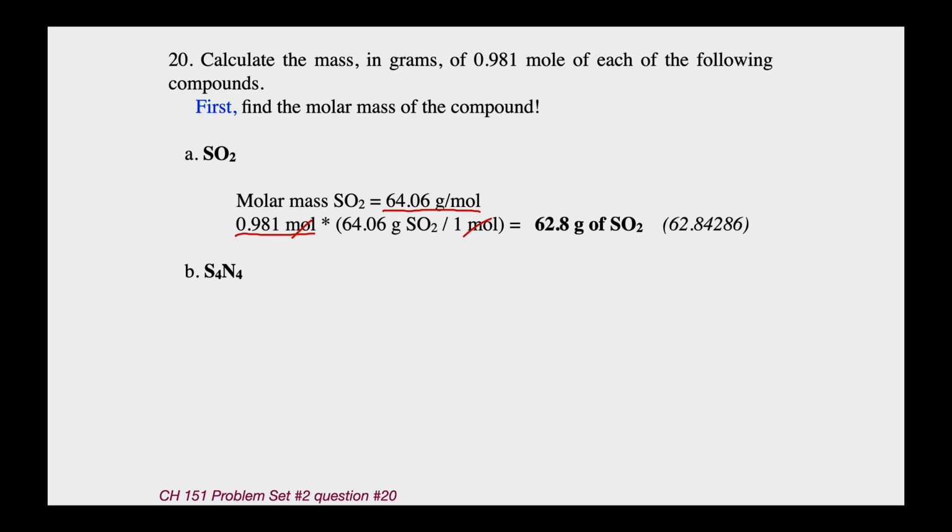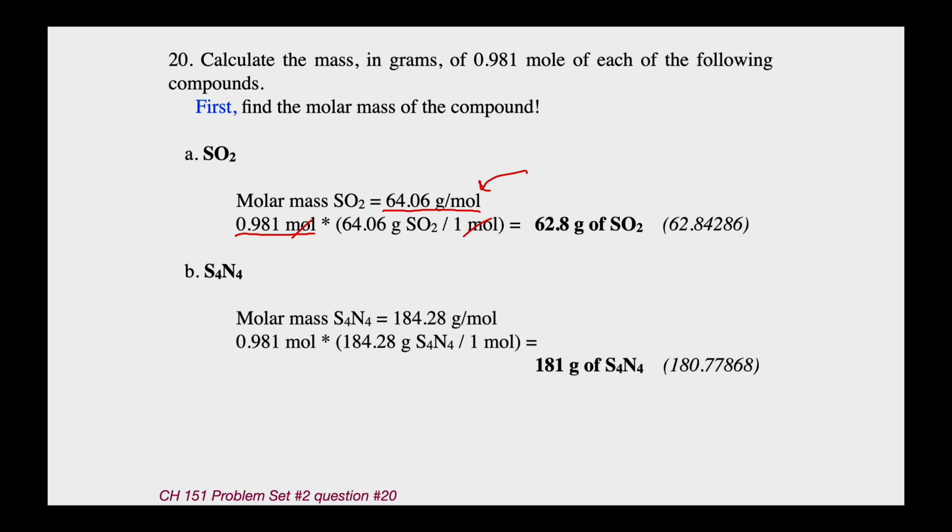We're going to do the same thing on the second one, that tetrasulfur tetranitride thing. We've got to find the molar mass, all right? So 4 sulfurs and 4 nitrogens, add that up to get some number, and then 0.981 times that number will give us the grams. So when I did that problem, I got 184.28 grams per mole. 0.981 times that number was 181 grams of S4N4. I'm rounding to 3 sig figs, 180.77, etc. is rounded up to 181.